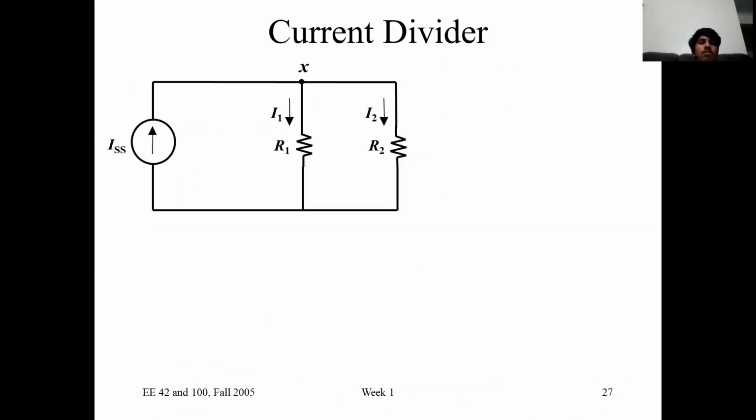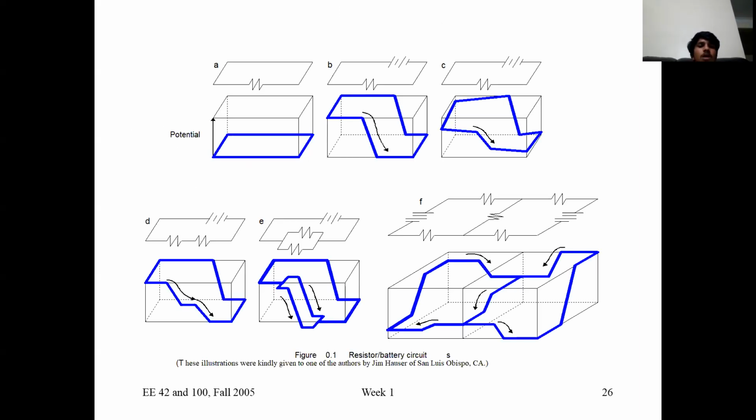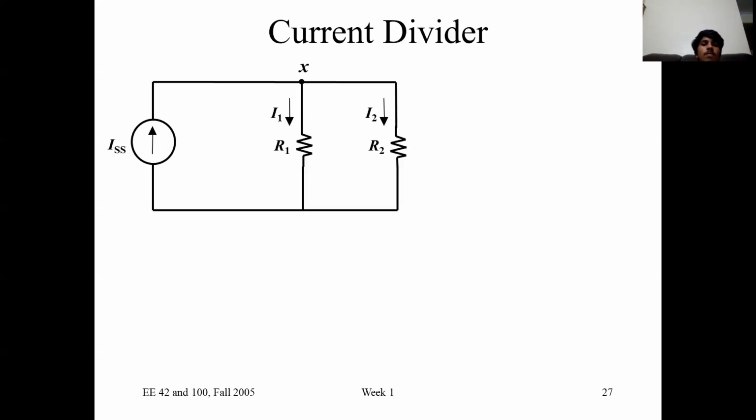Here you can see the circuit has different diagrams in A, B, C, D, E, F. They have different flow of currents. This is a resistor and battery circuit.